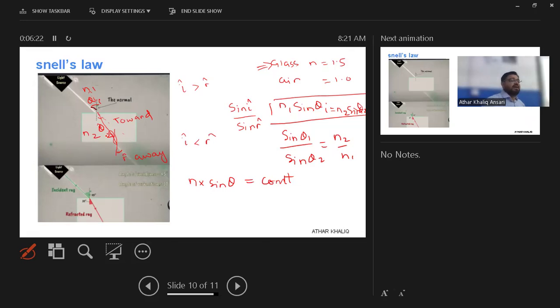That's why he said n1 sine theta 1 in the air will be equal to n2 sine theta 2 in the glass, or n1 sine theta 1 in the glass, when it gets back to the air, it will still be the same with n2 sine theta 2. So this is called Snell's law. This was told by Snell. Okay, now, if this is Snell's law, let me talk about the other thing.